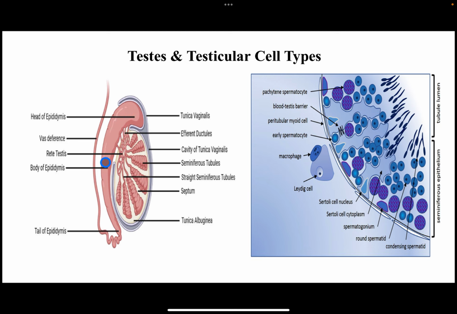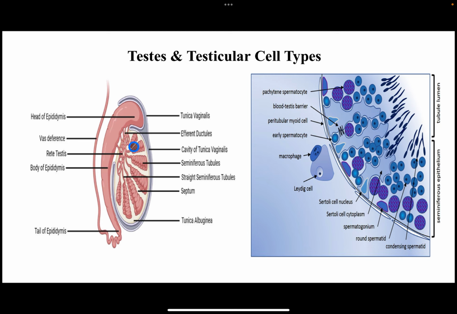So when the sperm is produced, it comes to the epididymis to be stored temporarily and then for maturation. So the epididymis is more like a storage structure that stores the sperm for some time, and also helps to mature the sperm.